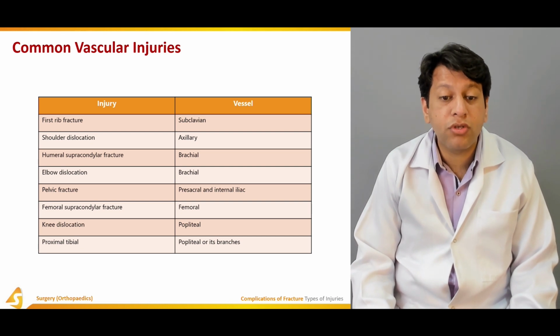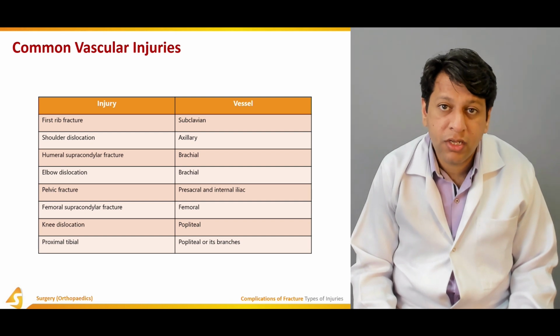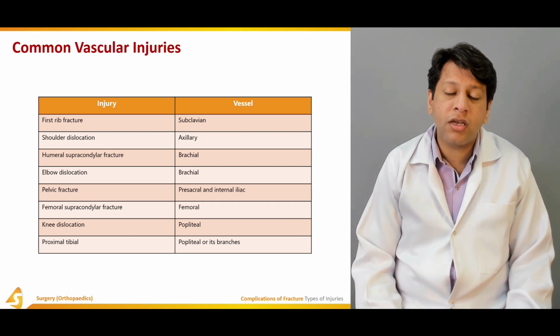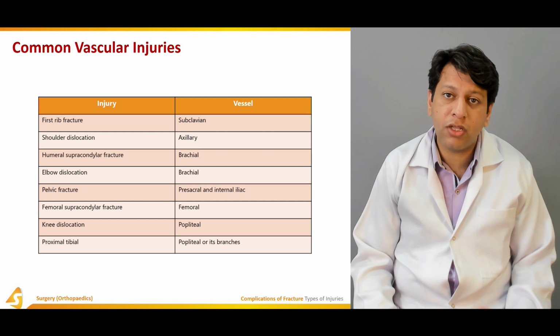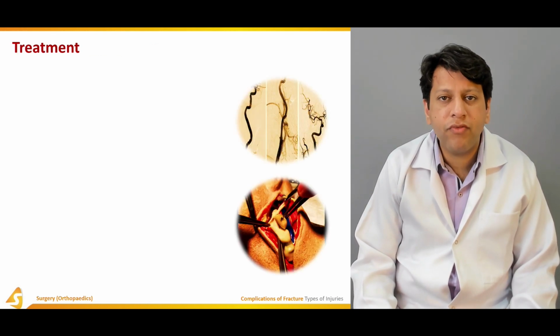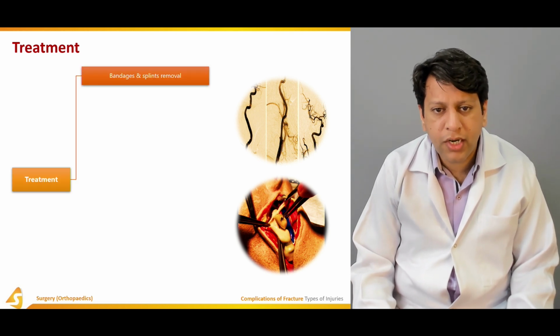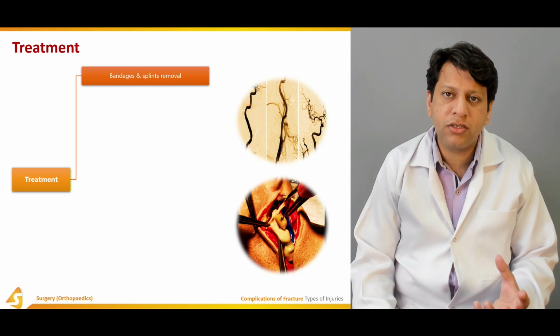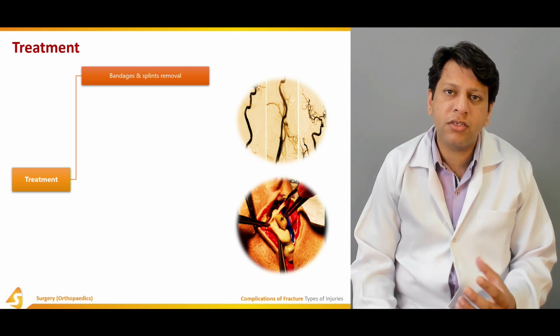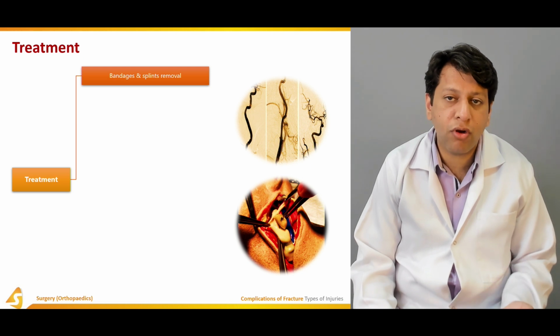Coming to the proximal tibial, popliteal and its branches, any of them can be damaged as well. So this can precipitate either a compartment syndrome or an associated vascular injury. Now, if there is a vascular injury, what to do with it? We have to understand that there may be a frank vascular injury at the time of the trauma.